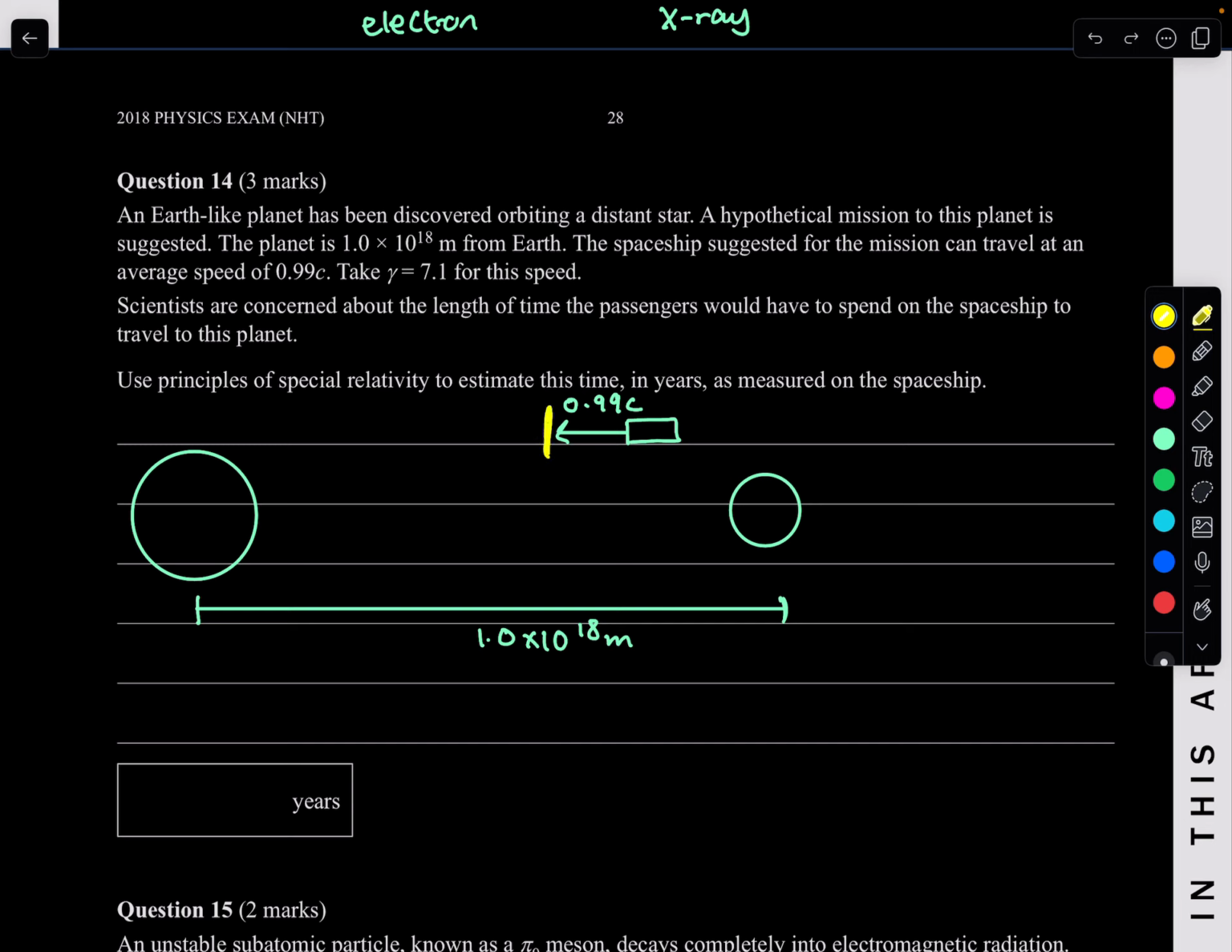Basically, what the people in the space will see is that this length here, the length that it takes to be contracted, looks like it is, because they're going at such high speed, it'll look like they're close to it. So the length that these people are going to be measuring is the length contraction.